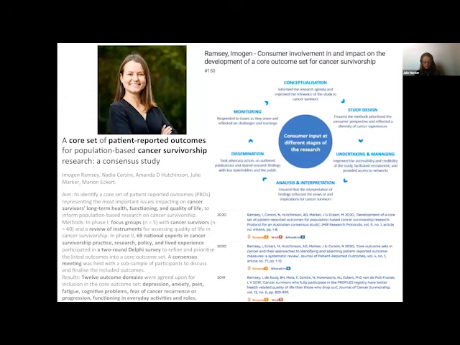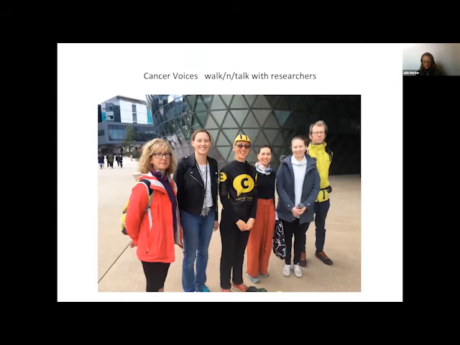A novel engagement strategy that I initiated is walk and talk with cancer researchers. Since 2019, consumers and researchers have the opportunity to meet in a regular face-to-face, informal, unstructured, out-of-work setting, 1 hour per week of walking, networking, exchanging knowledge and experiences. As Nadia said, some collaborations, new directions and even projects have arisen already from this, along with deeper understanding and broadening scope of all participants' knowledge, including the value of hearing our lived experience.